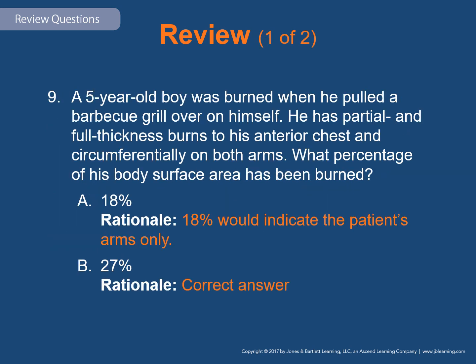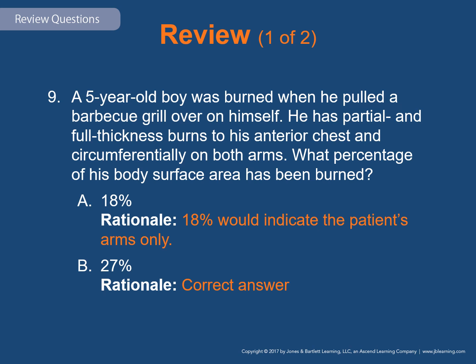Looking at the incorrect answers, just to remind you of the scenario, a 5-year-old boy was burned when he pulled a barbecue grill over on himself. He has partial and full thickness burns to his anterior chest and circumferentially on both arms. What percentage of his body surface area has been burned? A, 18%. This is incorrect because 18% would indicate the patient's arms only.